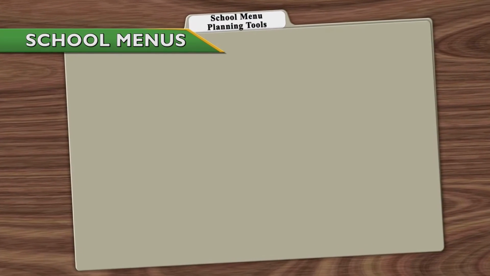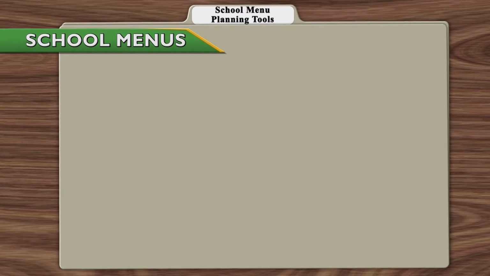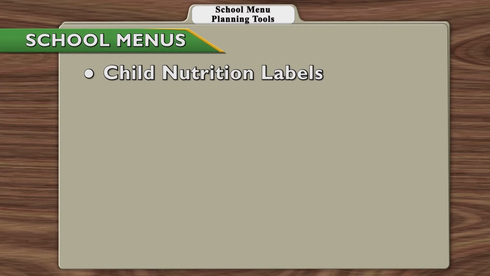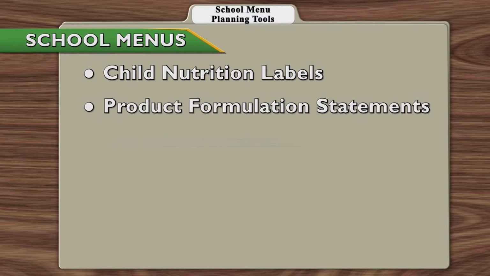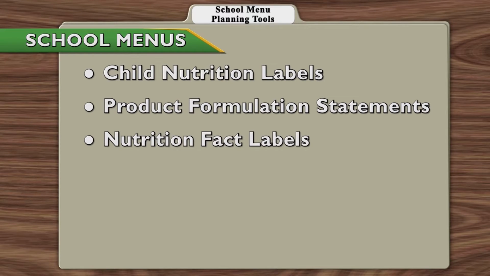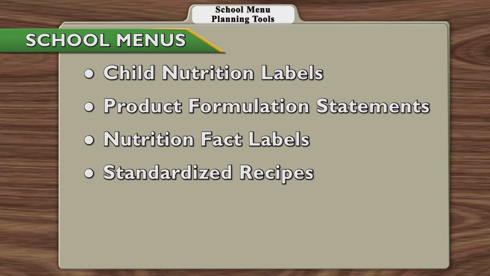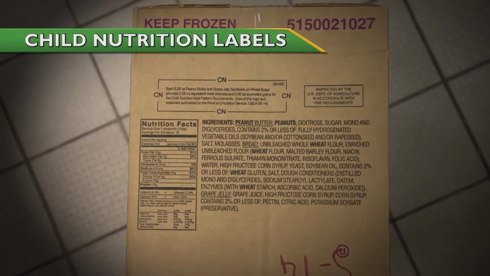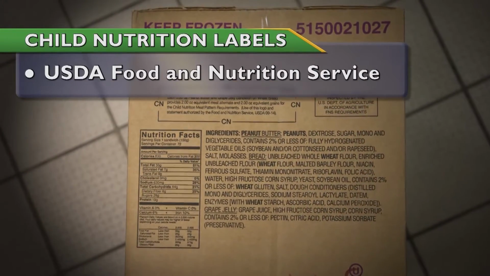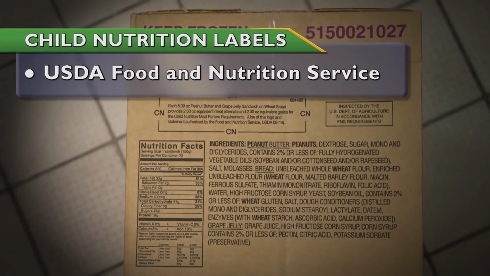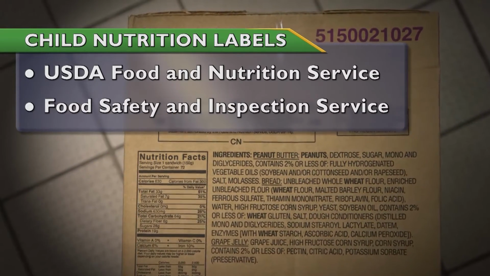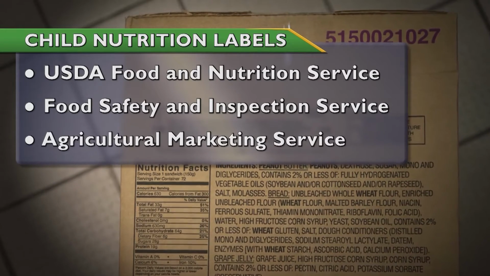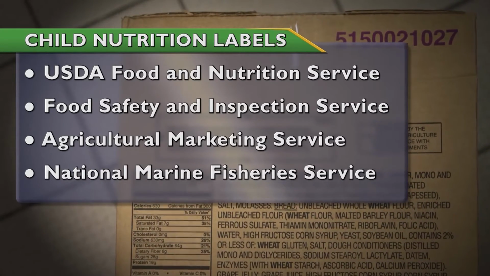There are a number of helpful tools available for menu planning, including child nutrition labels, or CN labels, the product formulation statement, or PFS, nutrition fact labels, standardized recipes, the USDA Food Buying Guide, and production records. The Child Nutrition Labeling Program is run by the Food and Nutrition Service of the USDA in cooperation with the Food Safety and Inspection Service, Agricultural Marketing Service, and National Marine Fisheries Service.